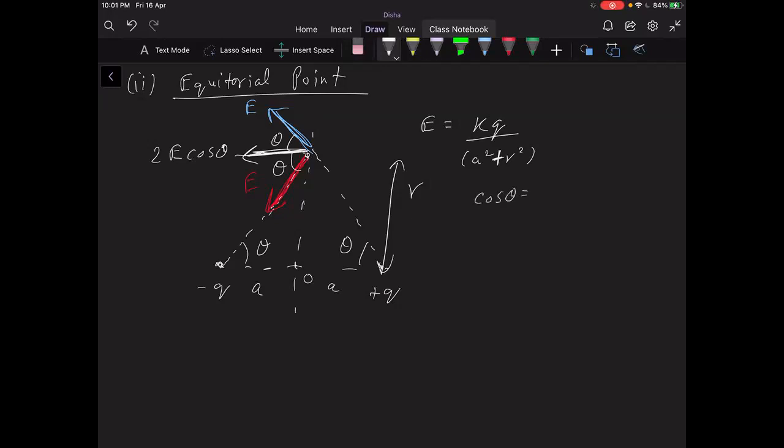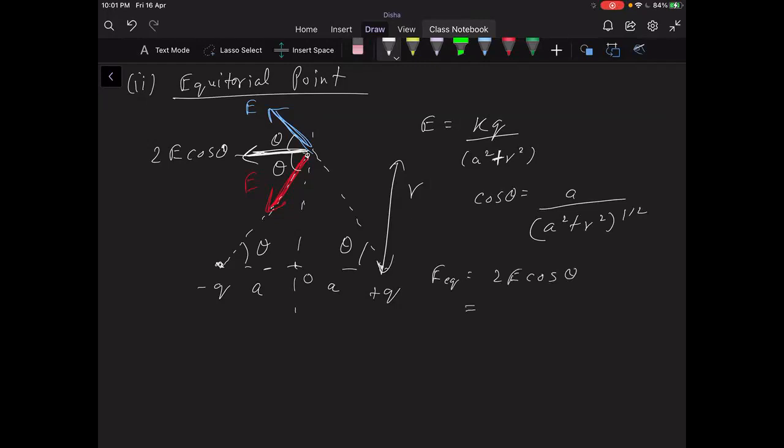Cos theta is base by hypotenuse, so it is also very easy. Base is A, hypotenuse is (A square plus R square) raised to the power half, or root basically. So cos theta is A by root of A square plus R square. So then that means my E equatorial becomes 2E cos theta.